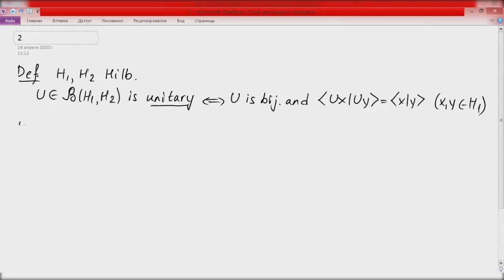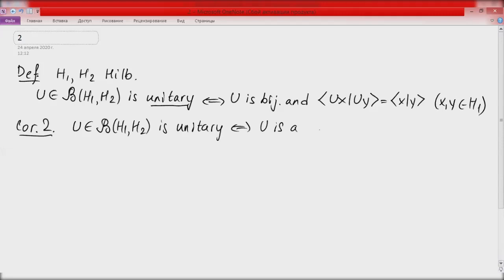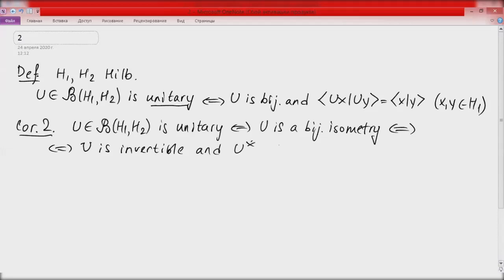So now we have the following corollary 2. A bounded operator U from H1 to H2 is unitary if and only if U is a bijective isometry, and if and only if U is invertible. And the following formula holds: U star equals U inverse.